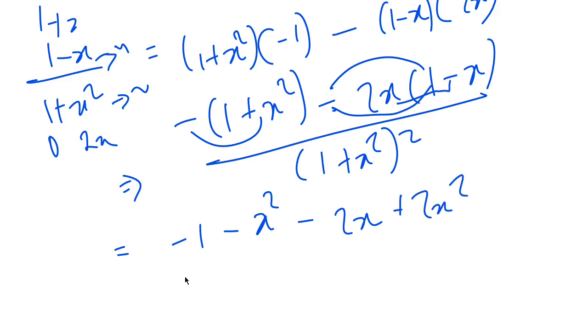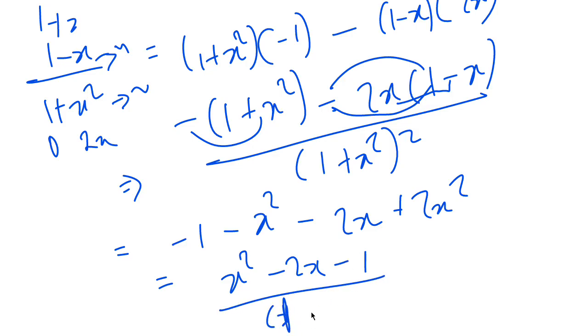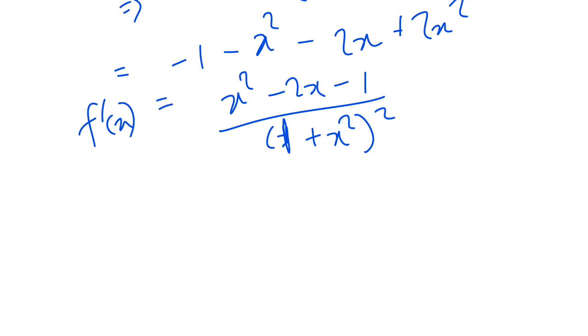And then we can simplify. Negative x squared plus 2x squared is x squared. And then we have negative 2x and we have negative 1, and then everything over 1 plus x squared to the power 2. So that's the differential, the first derivative, the differential coefficient of that function.